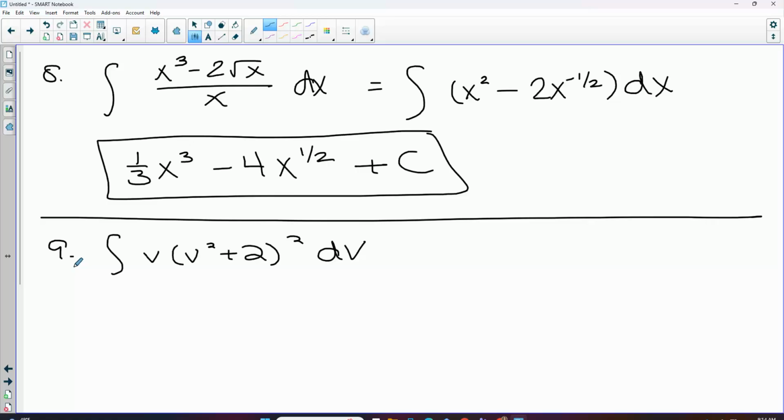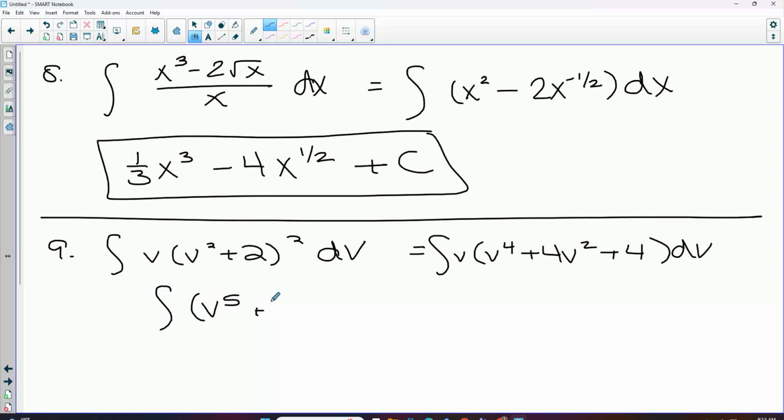Okay, number 9 could be done either way. We have v's being multiplied together, so we could do substitution, or it's only to the second power, you could multiply it all out. What did you guys do? Multiplied everything out? You guys okay if I do that method? Okay. So if you FOIL that, you get v to the 4th plus 4v squared plus 4. So if we distribute our v, we get v to the 5th plus 4v cubed plus 4v.